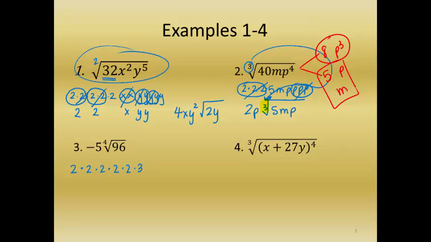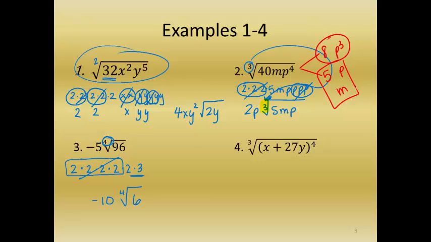So I know I broke it down correctly. You can double check. So I'm looking for perfect fourths. So I have a group of 4, and my leftovers is right here. So on the outside is this 2, but I have to multiply it by the negative 5 that was already there. So it's actually a negative 10 and the fourth root of 6. And that's as simple as this one can get.